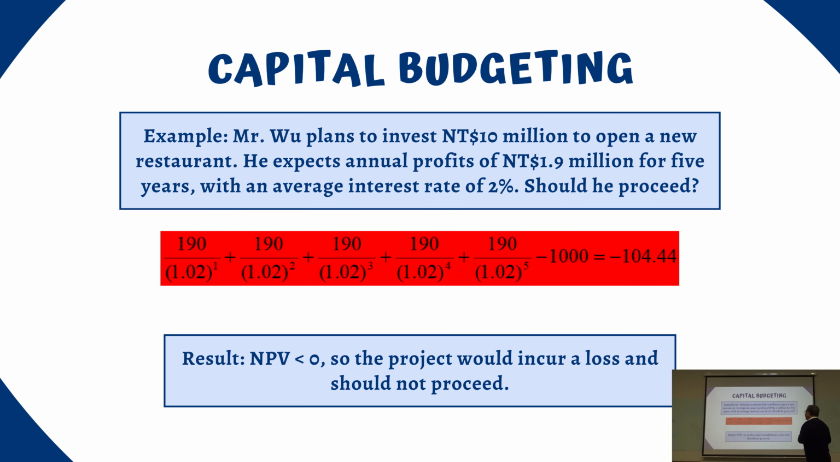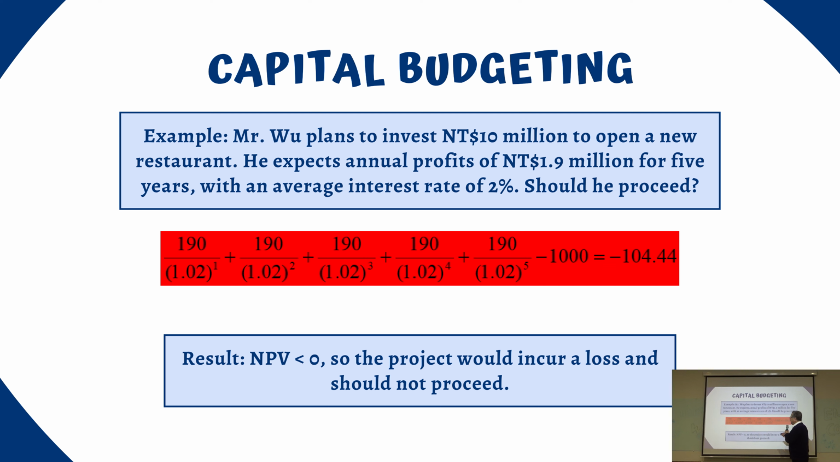I'll give you one example. Mr. Wu plans to invest 10 million to open a new restaurant. He expects the annual profit to be 1.9 million for 5 years, with an average interest rate of 2%. So should he take the project? Should he proceed to do the project?